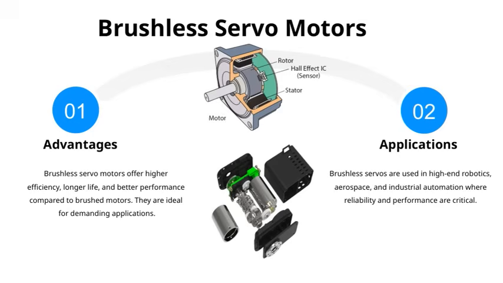These motors are known for offering higher efficiency, which means they convert more electrical energy into mechanical work, reducing waste and saving energy. They also tend to have a longer lifespan because they generate less heat and experience less wear over time compared to traditional brushed motors. Plus, their performance is generally better, providing smoother operation and more precise control. These qualities make brushless servo motors especially ideal for demanding applications where reliability and high performance are crucial.